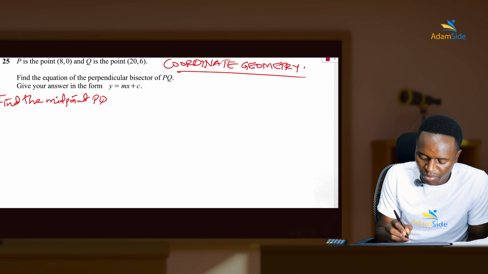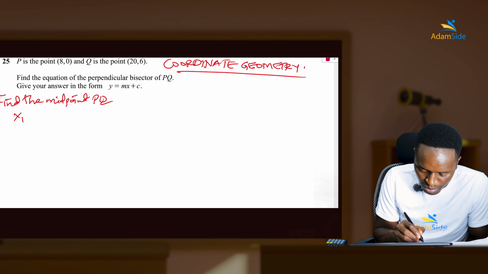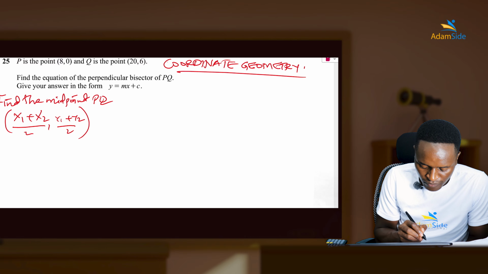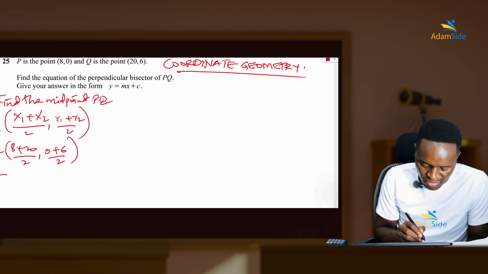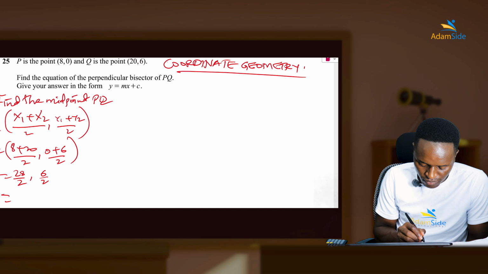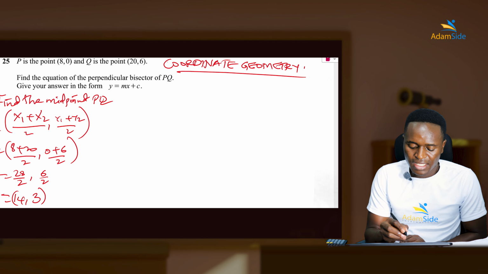Midpoint of PQ. We know the formula for finding the midpoint: x1 plus x2 divided by 2, y1 plus y2 divided by 2. So x1 is 8, x2 is 20, so 28 divided by 2, and 0 plus 6 divided by 2, so 6 divided by 2. The midpoint is (14, 3). That's the first step.